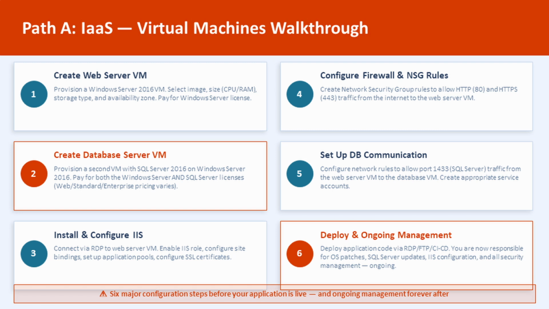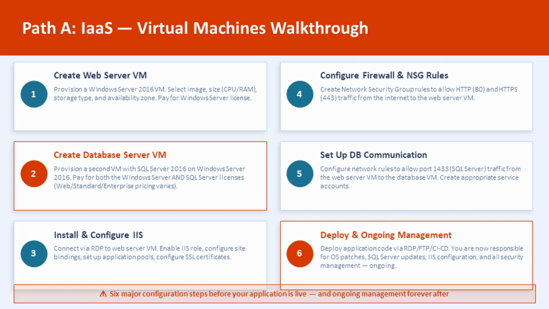Step 3. Connect to your web server VM via remote desktop and set up IIS. This means enabling the web server role in Windows, configuring your site bindings, creating application pools with the right identity, and handling SSL certificate setup. Step 4. Create your network security group rules. By default, traffic is blocked. You need to explicitly allow HTTP on port 80 and HTTPS on port 443 from the internet to reach your web server.